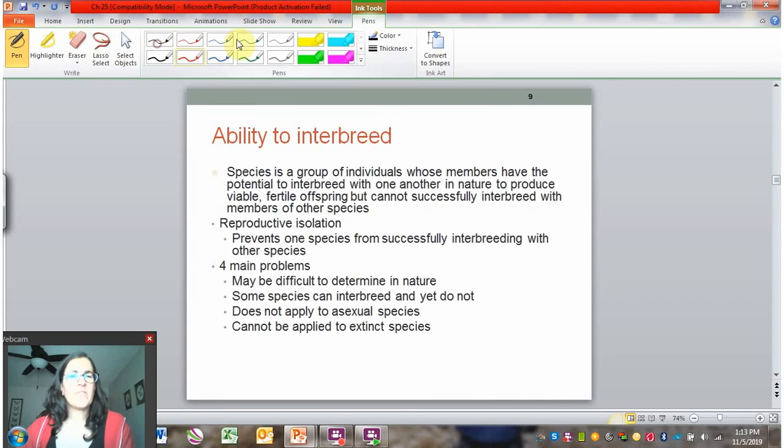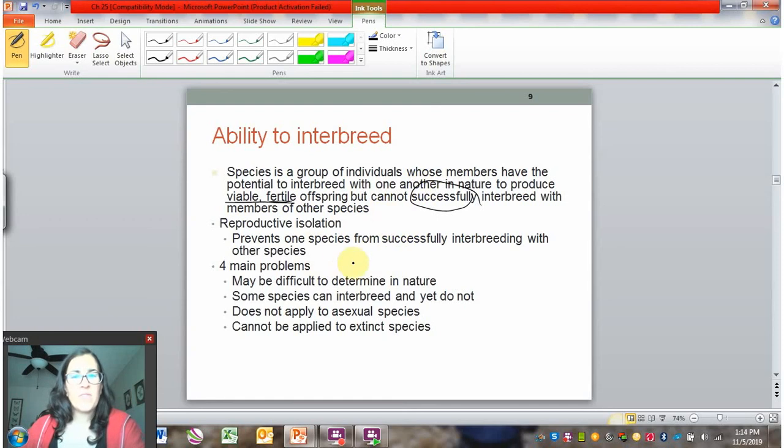And then the last one here, the ability to interbreed. So in many cases, especially with sexually reproducing organisms, or well, actually we can only use it with sexually reproducing organisms, we determine speciation based on the ability to successfully interbreed. I'm going to highlight here successfully and say that to be successful, a reproductive event must produce viable, fertile offspring. Sometimes we can have interbreeding, but if the offspring aren't healthy, viable, and fertile, then we would not consider that breeding within the same species.